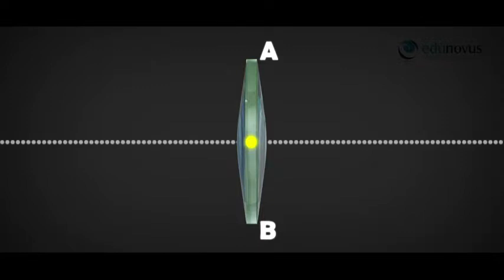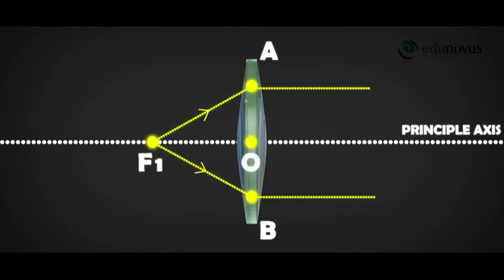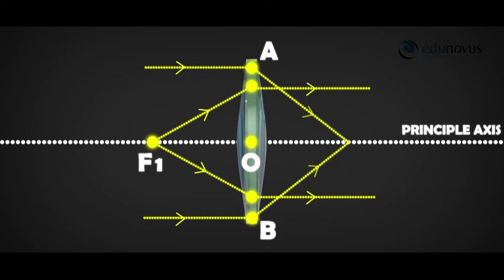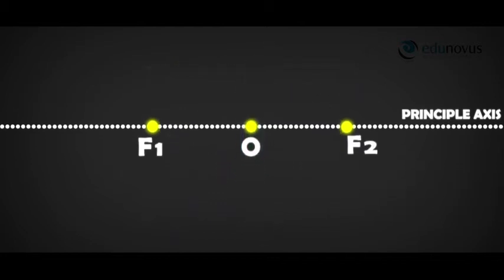First principal focus is a point on the principal axis of the lens, when a ray diverging from it, after refracting from the lens, goes parallel to the principal axis. Here, F1 is the first principal focus. Second principal focus is a point on the principal axis of the lens, when an incident ray parallel to the principal axis, after refraction from the lens, meets at this point. Here, F2 is the second principal focus.